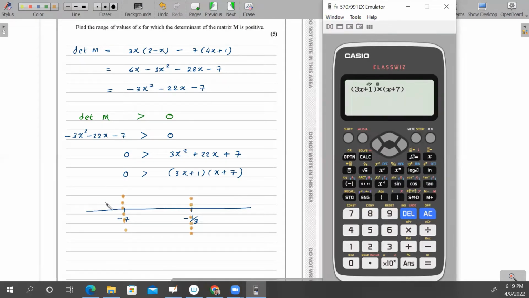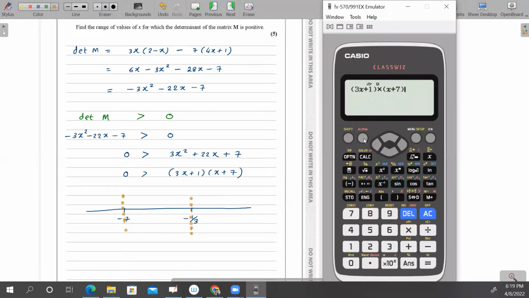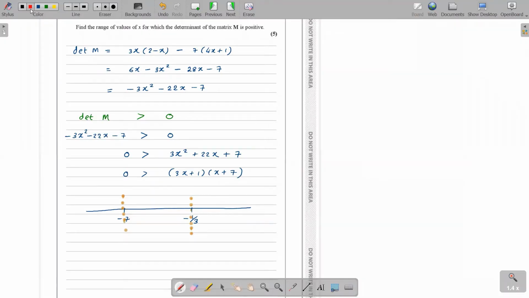Tell me the values in the first region. In this region, we can give any x value we want, any x value less than minus 7: minus 8, minus 9, minus 10, anything. Calc, give me a value. Minus 8. So do you get a positive or negative figure? It's a positive figure. For all those x values less than minus 7, you will get positive answers.